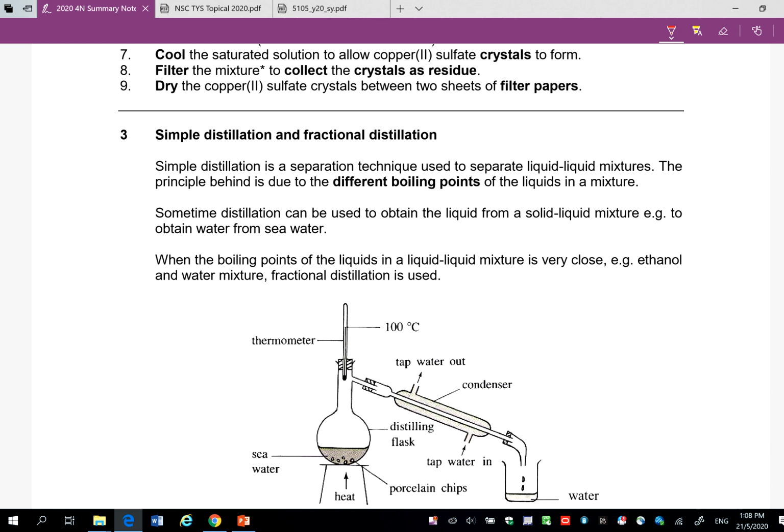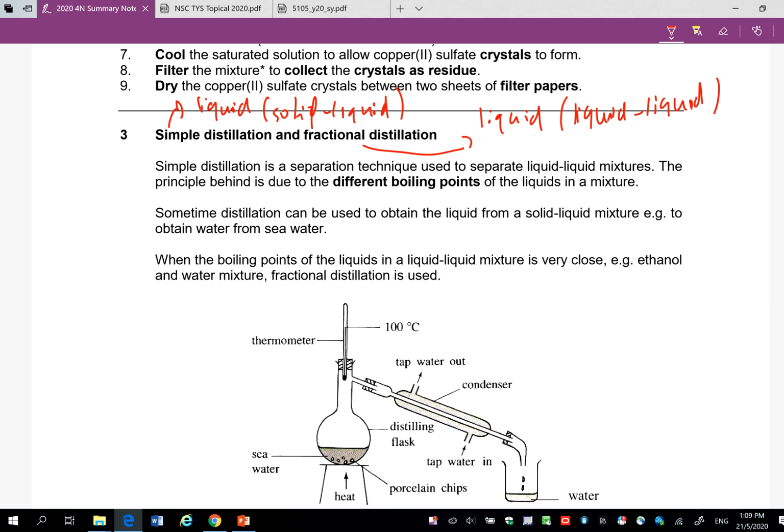Going to take a look at simple distillation and fractional distillation. Simple distillation is to obtain a liquid from a solid liquid mixture. Then for fractional distillation, I'm trying to obtain a liquid from a liquid mixture.